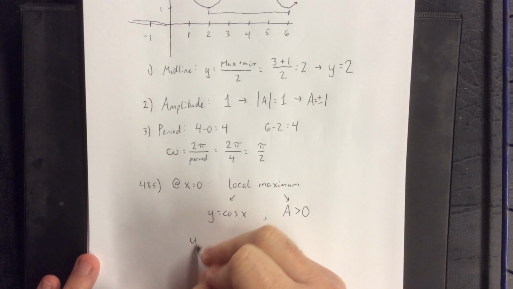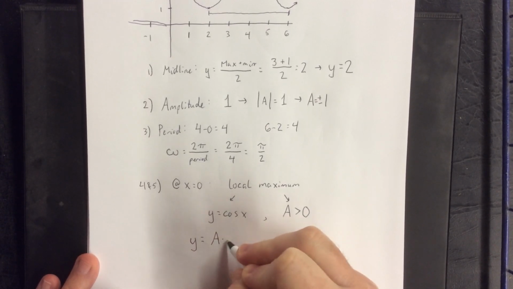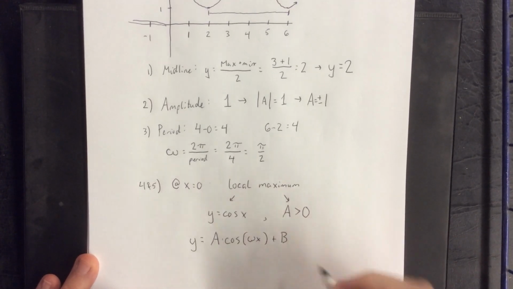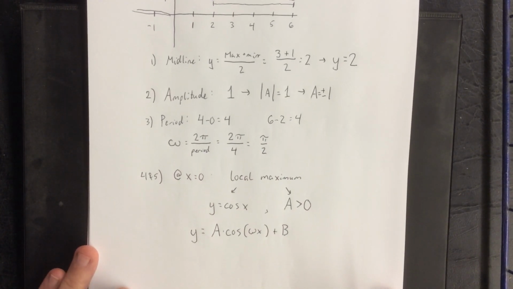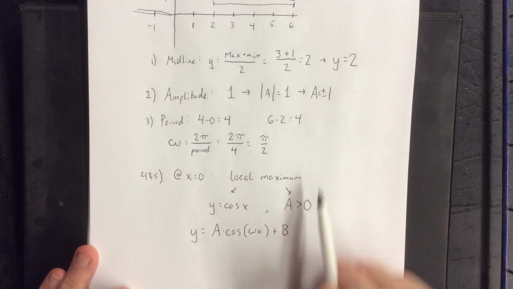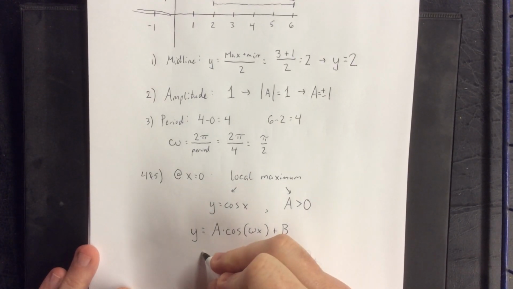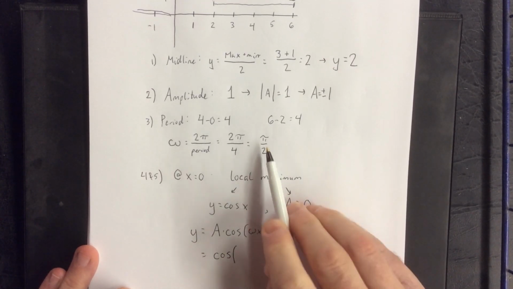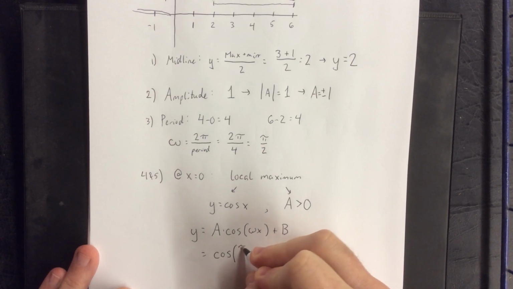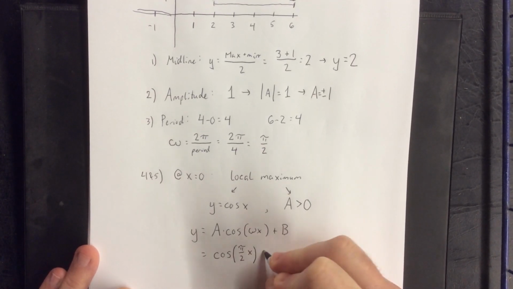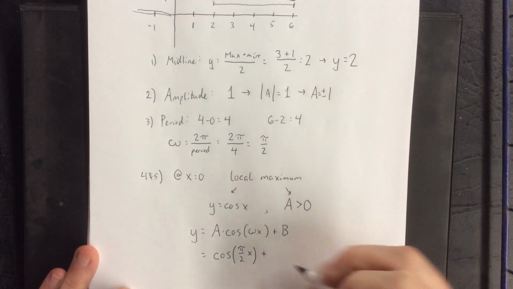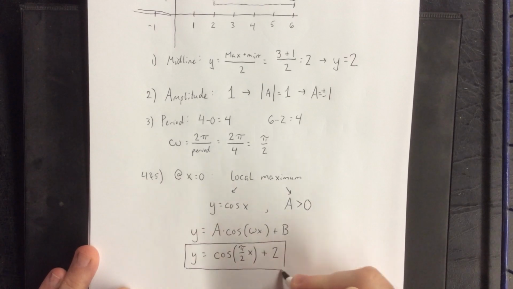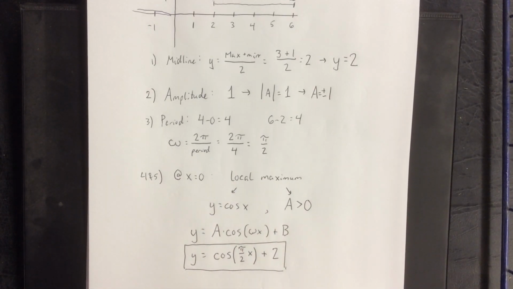So overall, our function should take the form y is equal to a times the cosine of omega x plus b. Now we calculated a to be either positive or negative 1. We want the positive version of that. Instead of saying 1 times the cosine, I'm simply going to say cosine. Omega x will be pi over 2 times x. And our value for b comes from the midline, that is y equals 2. Final answer for this one, y is equal to the cosine of pi over 2 times x plus 2.